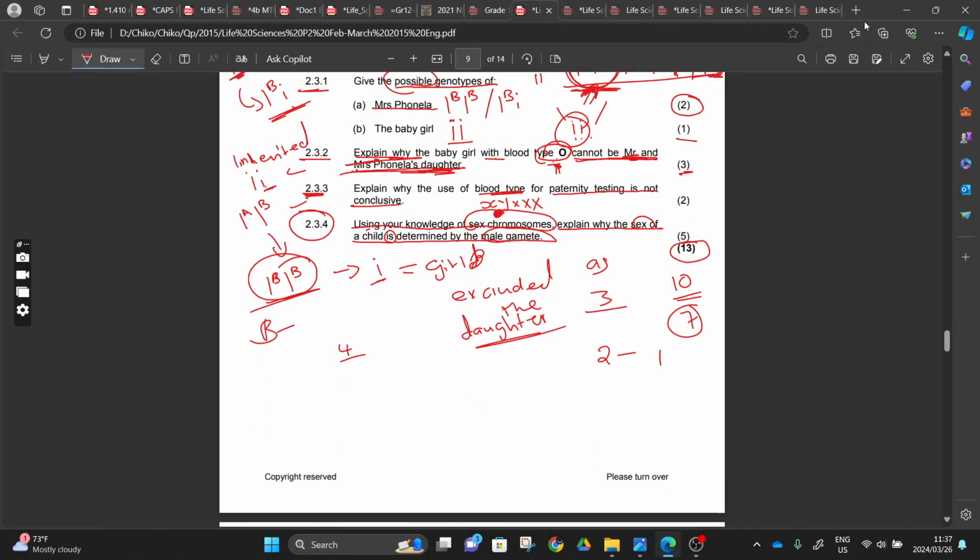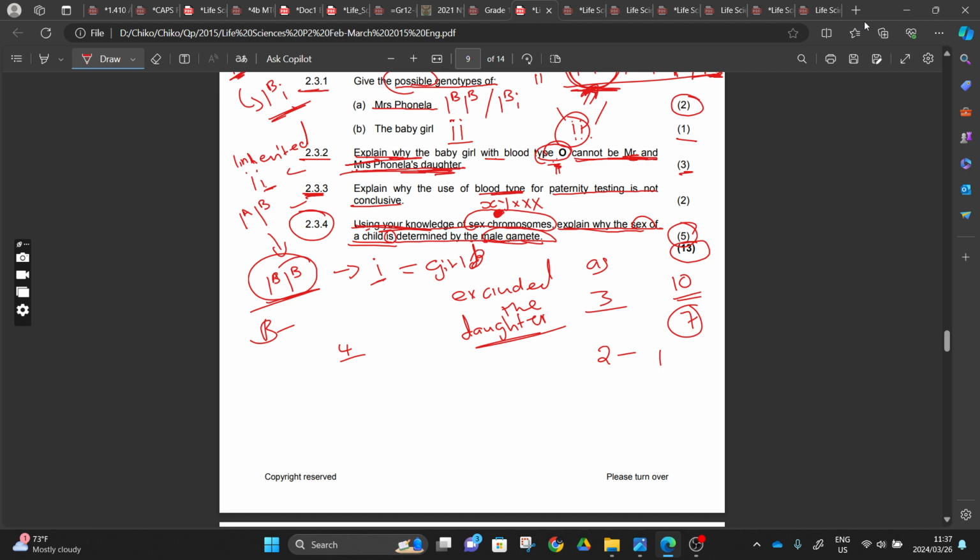Simple. When you come with your explanation and your understanding of meiosis, gametes, and the monohybrid process, since they say 5 marks, okay, good. Then you are going to use your knowledge to explain why the sex of the child is determined by the male gametes. What knowledge are you going to use?